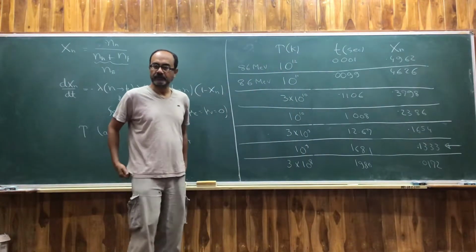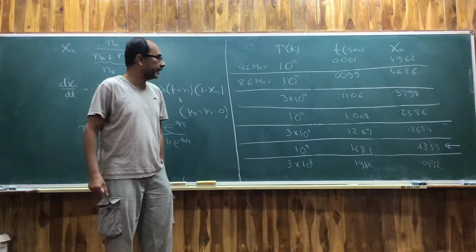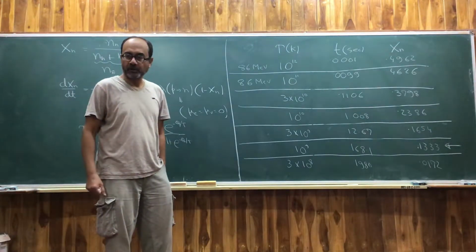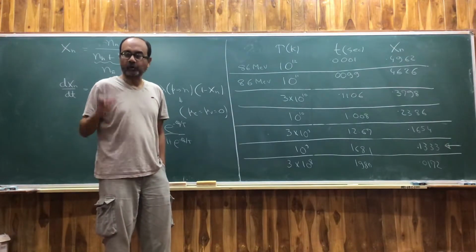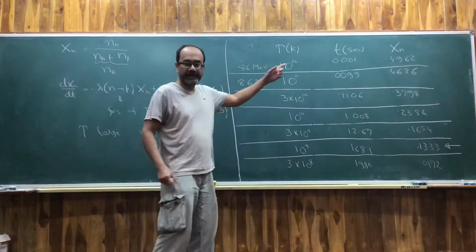So these are basically free neutrons or free protons here. Xn, or Xp, is the ratio of the number of neutrons to the total number of nucleons. Both go as 1 over a cubed, so that 1 over a cubed gets cancelled out. That's why I'm using Xn, the fraction of neutrons.